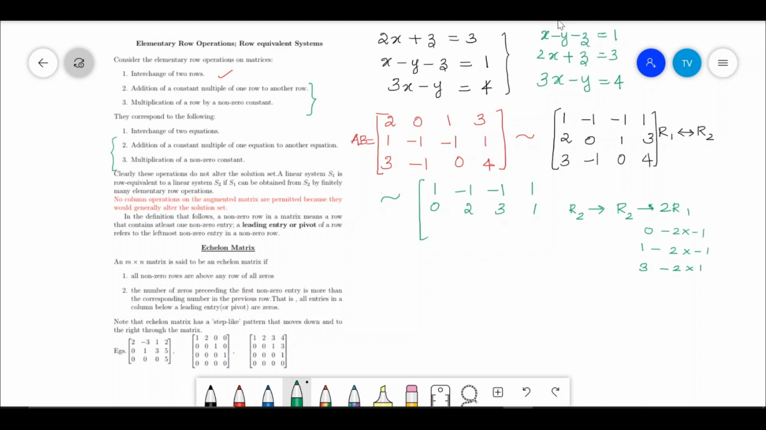So what we have done here is R2, the second row, transformed as R2 minus 2R1. Now this is equivalent to the corresponding operation that we do in the given equations. And the given equation, so what we have done here is we have taken the second equation, 2x plus z minus 3, and that minus 2 times the first equation, x minus y minus z minus 1. So let us see how it is transformed.